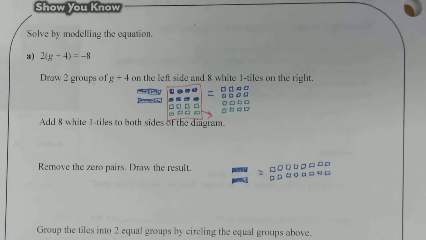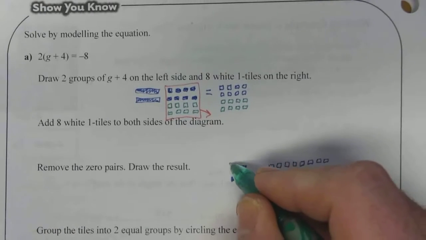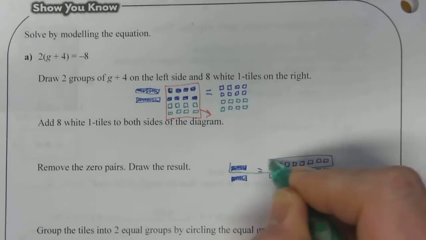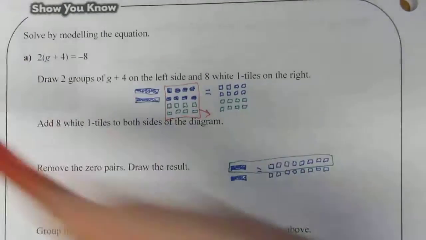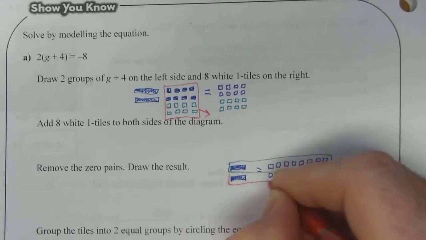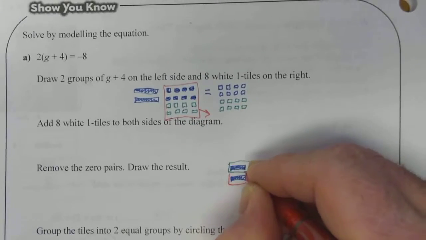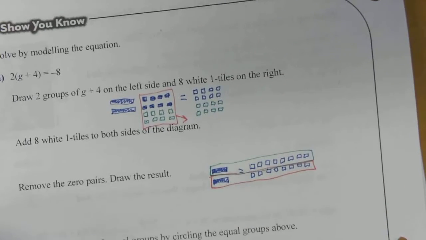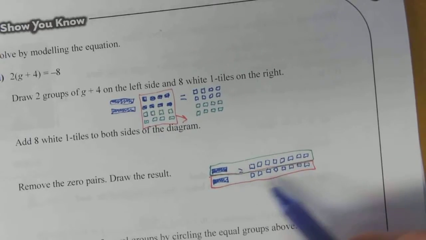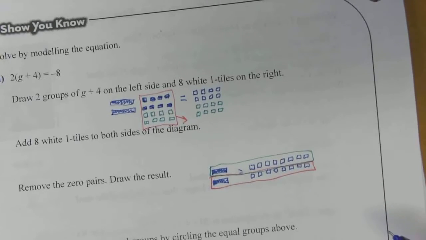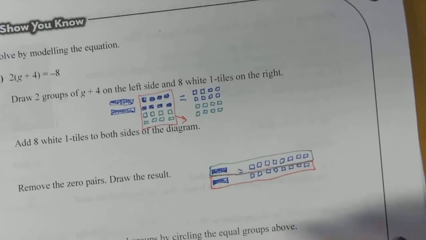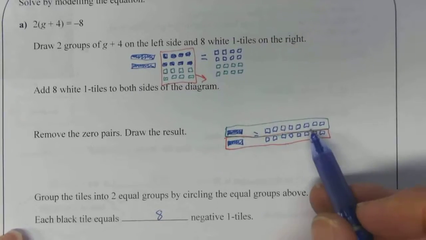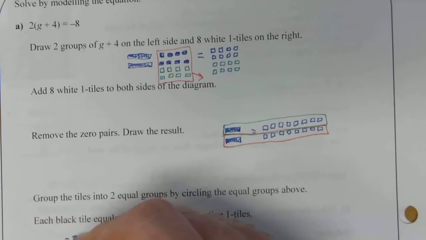At this point, we can look and say, okay, well, this is one group, and this is one group, and the two groups are identical. There's a G on the left, and then 8 negative tiles on the right. So we know that G is then equal to negative 8. So each G tile is equal to 8 negative tiles. So G is equal to negative 8.